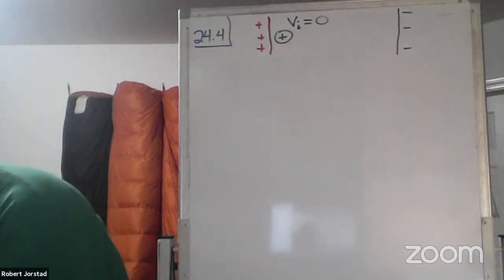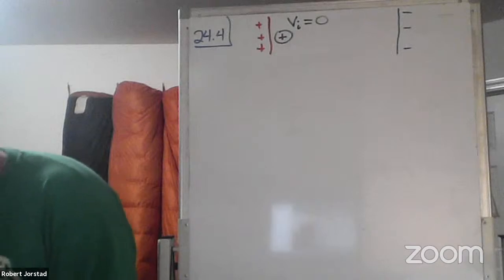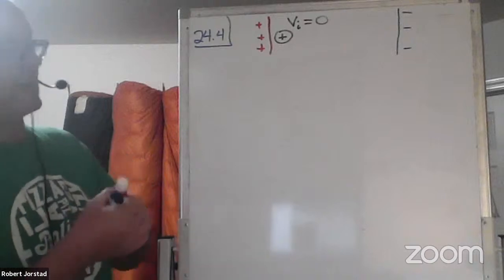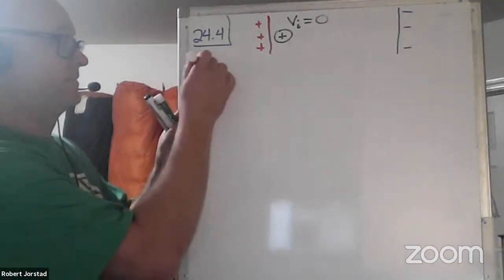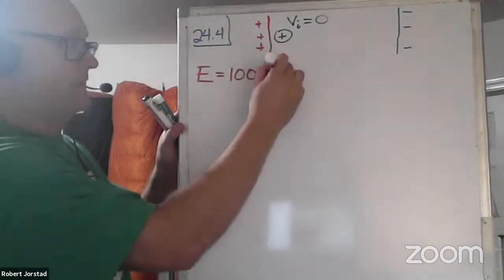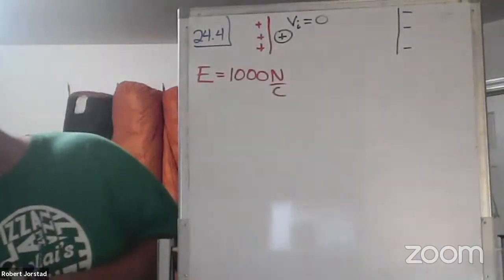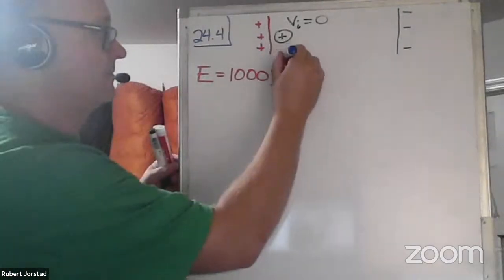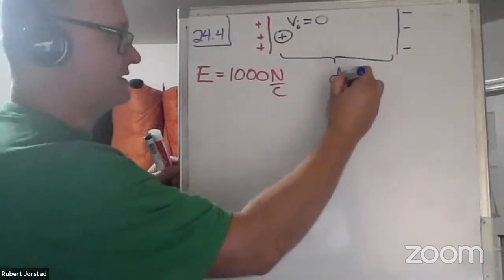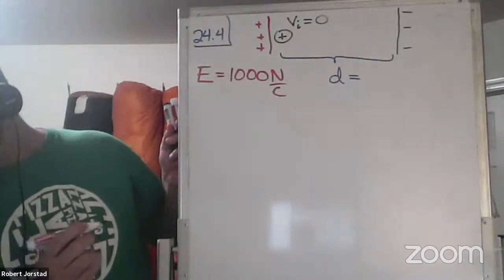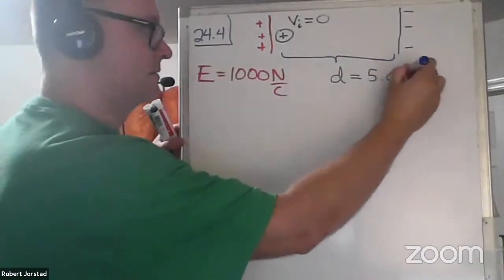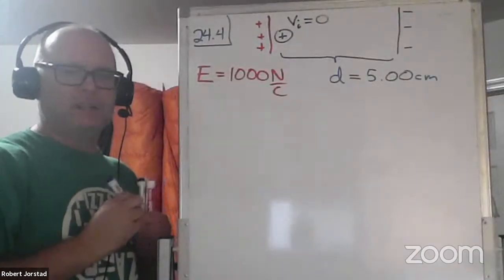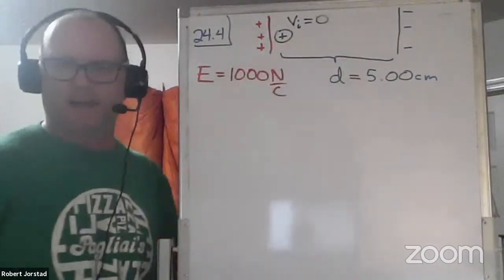Let me get to it. All right. We have an electric field inside, 1,000 newtons per coulomb. All right. And I know the spacing on these plates, I'm going to say is D equals 5.0 centimeters. All right. Should the electric field be constant inside of two parallel plates?